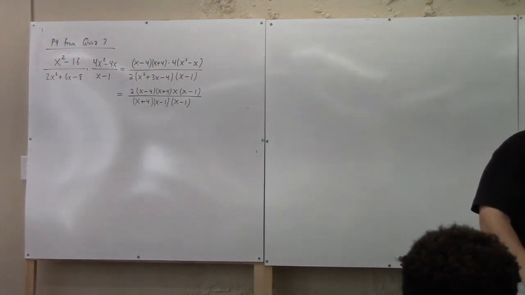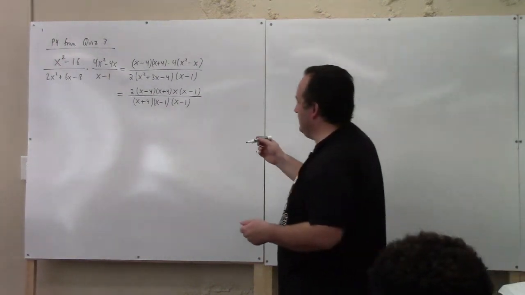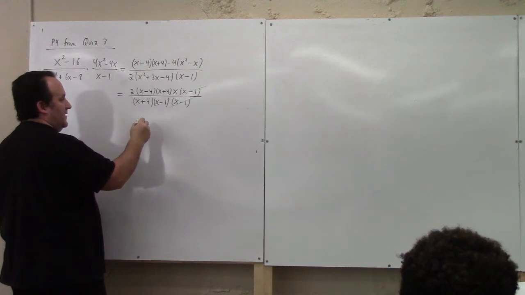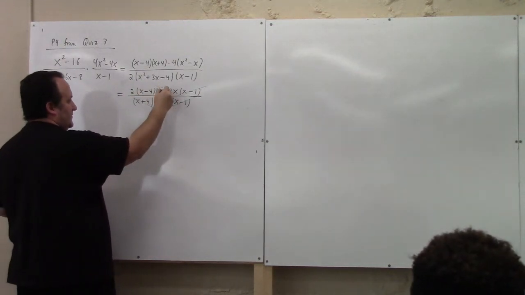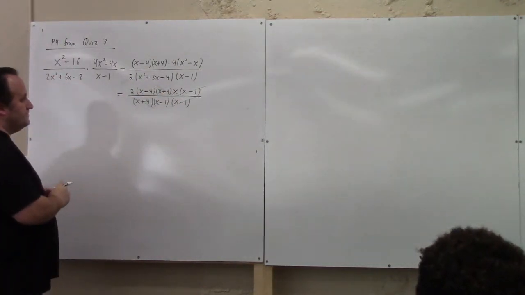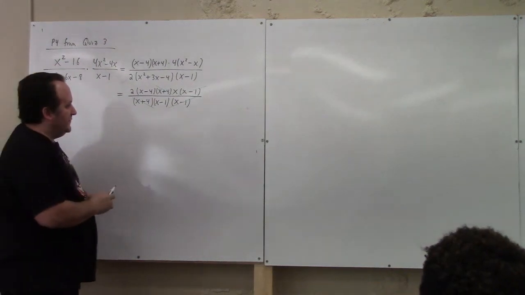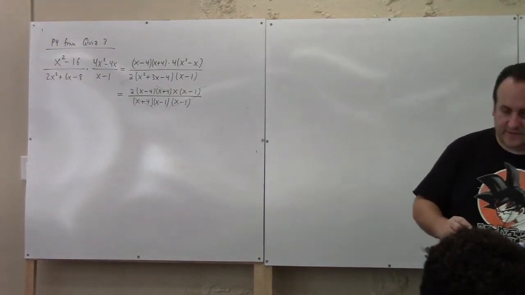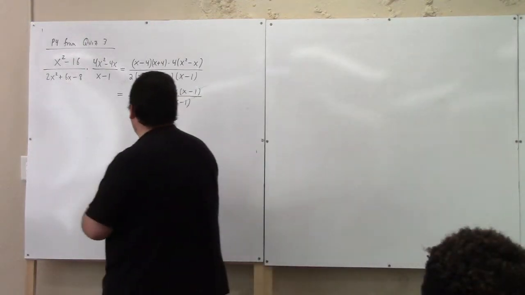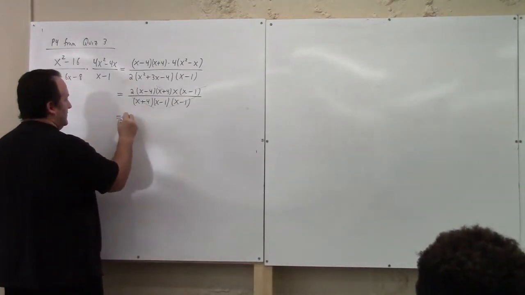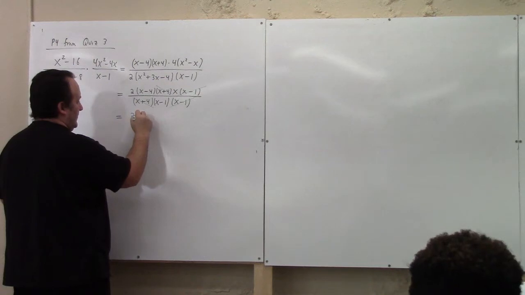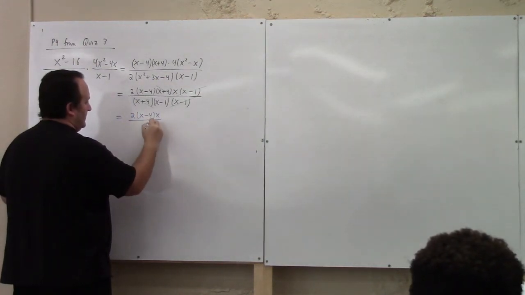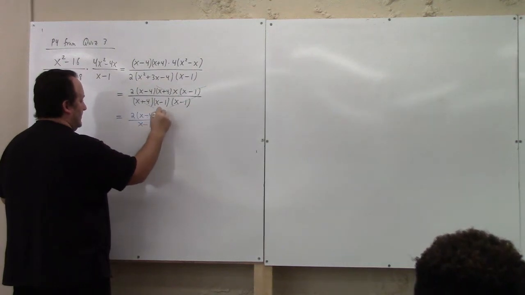Obviously, there's an x minus 1 factor that cancels out, right? This guy and this guy go, and then also this x plus 4 with this x plus 4, right? And that's pretty much it. I'll just write it again to clean things up. So here's the answer: 2 times (x minus 4) times x, over x minus 1.